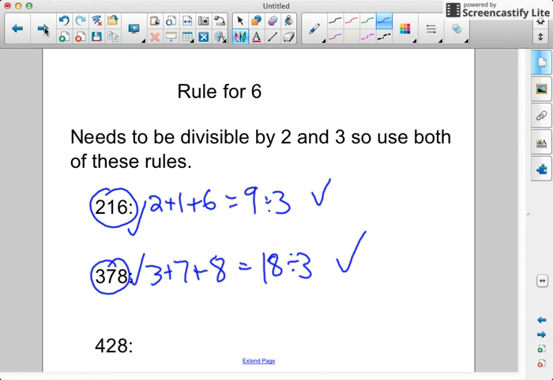Okay, last example here, 428. It's an even number, so we know it works to be divisible by 2. Let's check if it's divisible by 3. 4 plus 2 plus 8. Okay, that would give you 14. 14 is not divisible by 3. So therefore 428 cannot be divisible by 6 because both rules have to work out. Okay, so that's the rules for 3, 6, and 9.